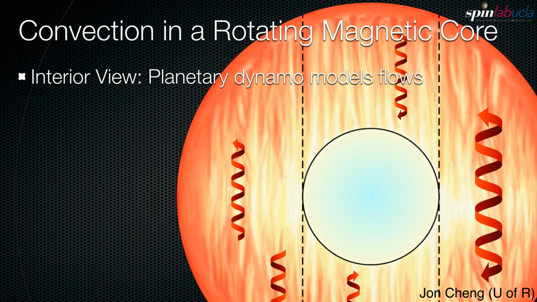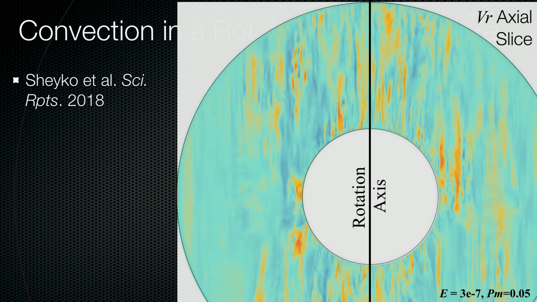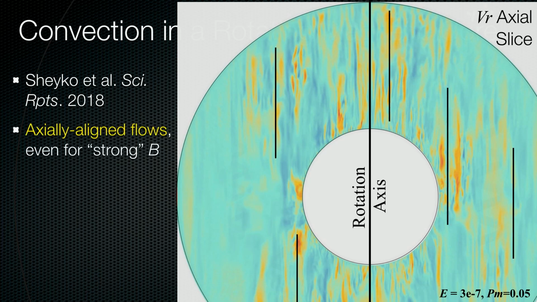And the first way we'll get a view of this system is by looking at numerical models, planetary dynamo models. And here's a very nice solution from Andrey Sheyko. And this is showing an axial slice. So here's the rotation axis in his fully spherical model. And we're taking a vertical slice through that model. And this shows the radial velocity field in that solution. And this is a dynamo. There's also a strong magnetic field, but I'm not going to show that.